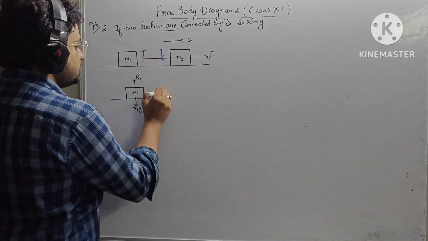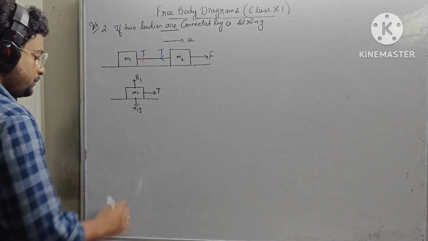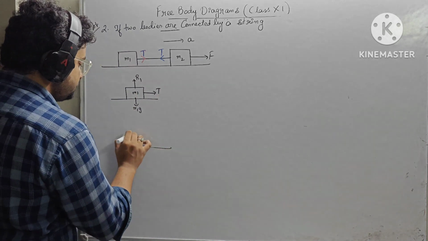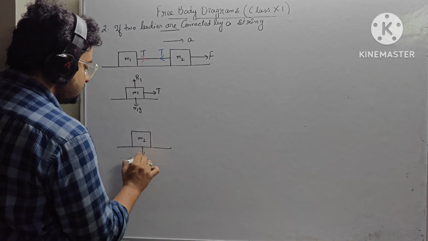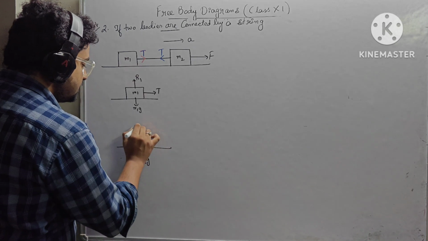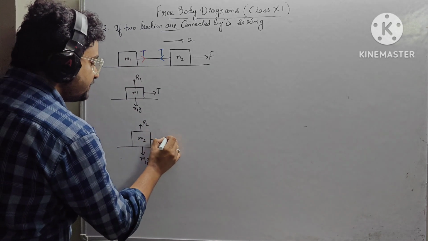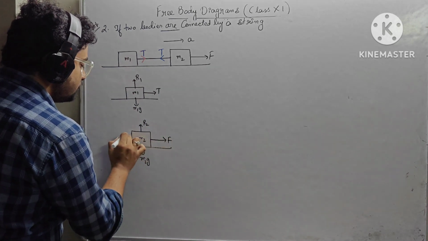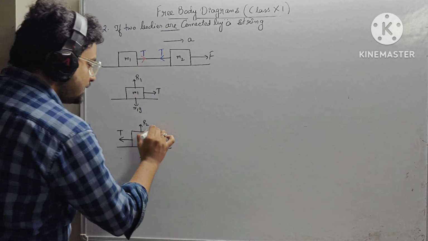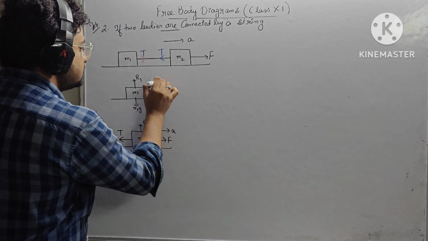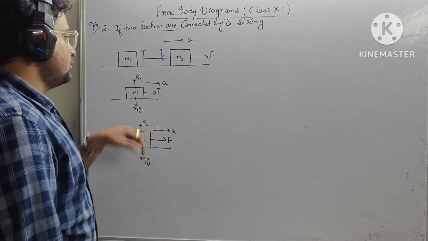And this is your tension. This one is your tension. This is your first one. For the second one, this is my M2. This is M2G. This is your R2. Fine. So this is F, and over in this direction there is one tension T, and there is an acceleration A in this direction. Fine. Now how to solve this?